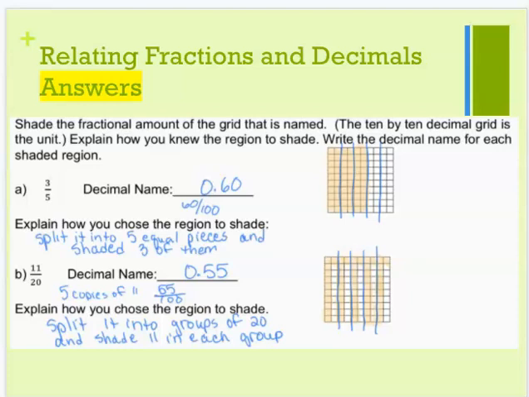For the second one, I used my same splitting of 5 regions, but the reason I did it was because they were groups of 20, and then I shaded 11 in each group. So if I have 5 copies of 11, that is 55. I know they're hundredths, so 55 hundredths.